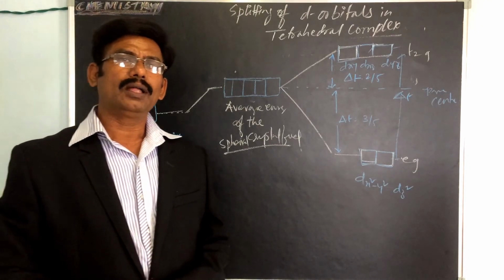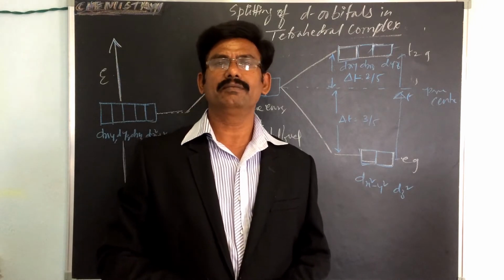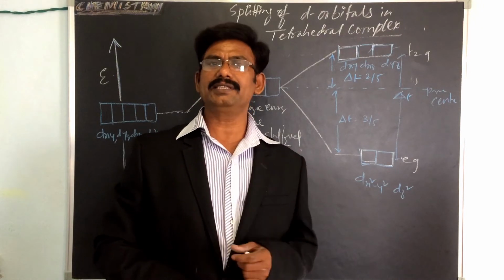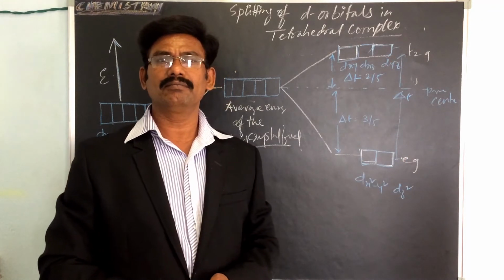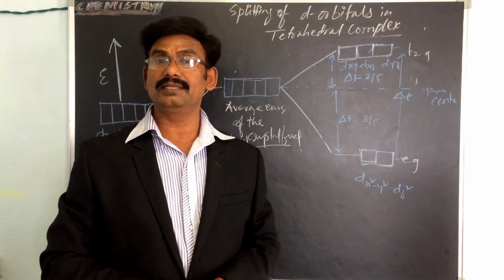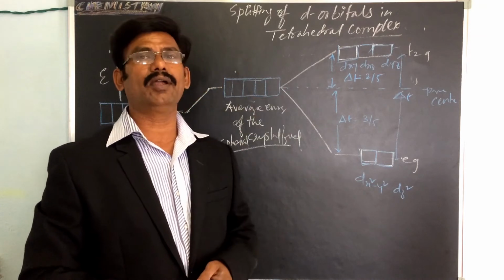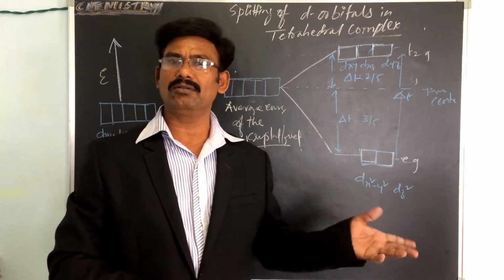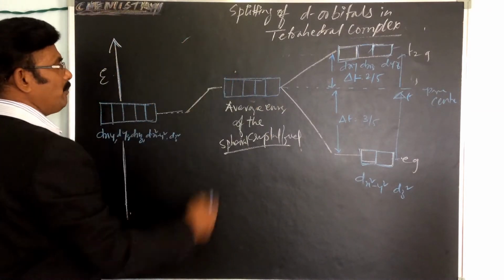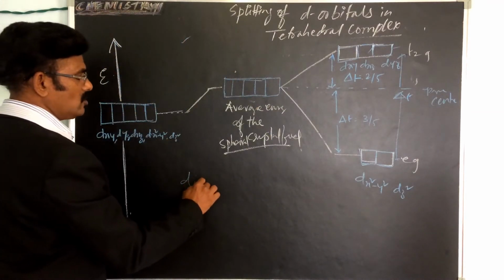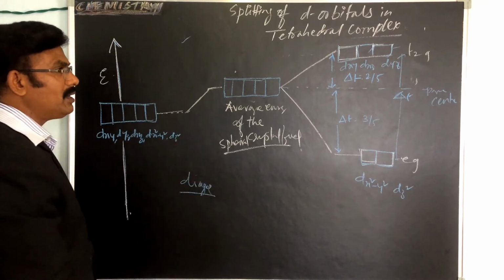Here, it has been observed that the energy separation between the Eg and T2g is smaller than in the octahedral complex. We are going to discuss the octahedral complex also. So this is about the tetrahedral complex diagram. Just a diagram you have to remember.